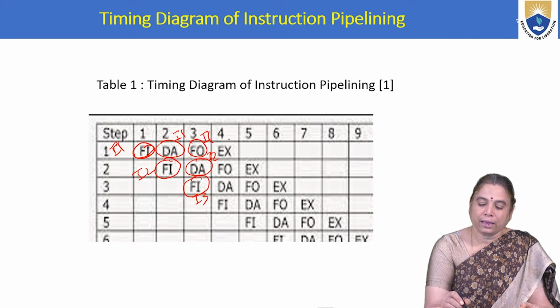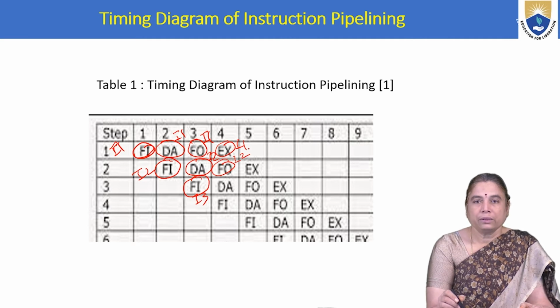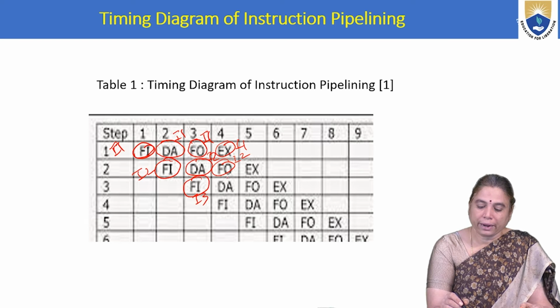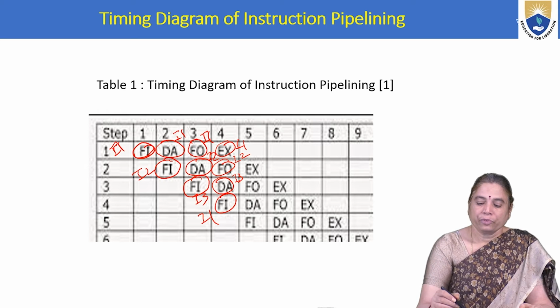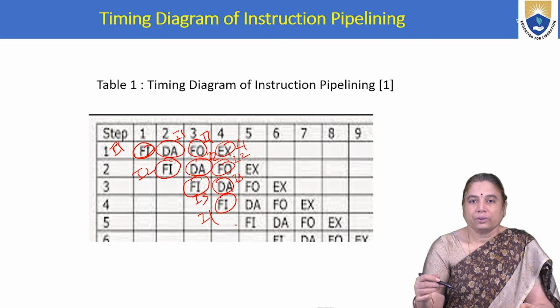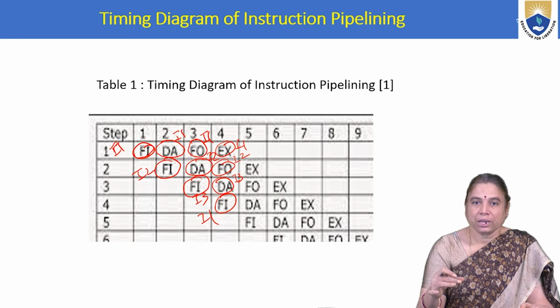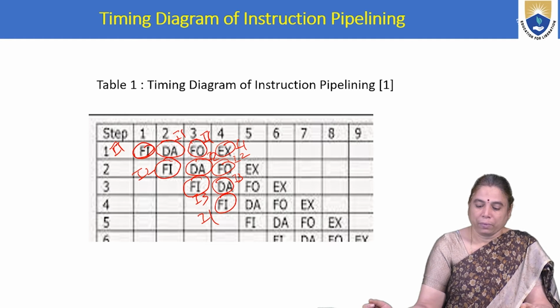At the fourth cycle, the first instruction execution can be carried out. The second instruction is moved to the third segment, that is fetch the operand. The third instruction is moved to the second segment, decode and address calculation, and instruction 4 is moving to fetch the instruction. So if you look at the instructions, the steps of each instruction can be executed. Multiple instructions can be carried out at different segments in parallel in the instruction pipeline.